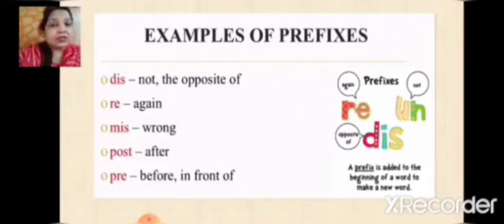Let us quickly go through these examples once again. Dis means generally not. Generally we say disagree, right? That means I don't agree with this. It could also be the opposite of. Re means again. Miss means wrong. Post means after. Pre means before or in front of. Now children, based on this, let us quickly frame a few sentences and understand how we can actually use this in our sentences.